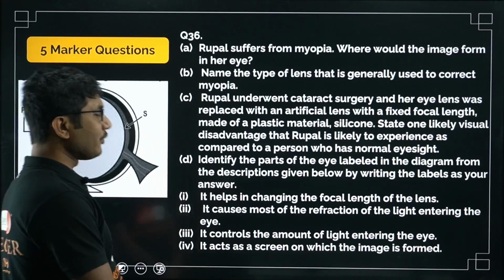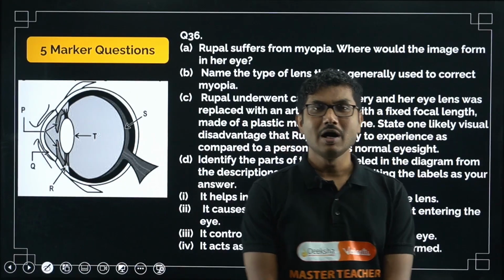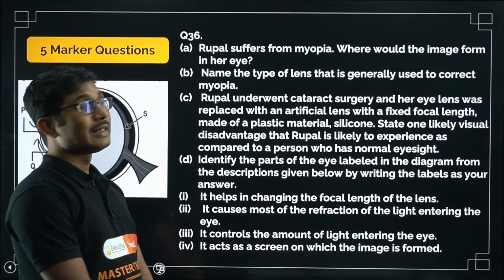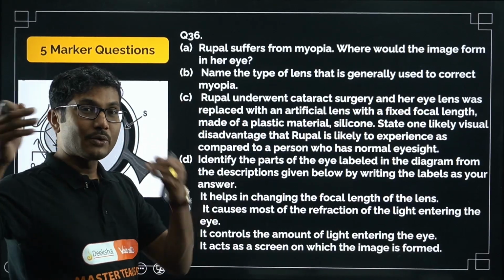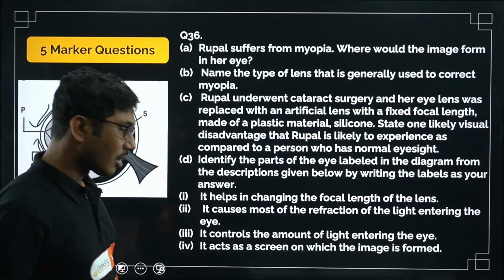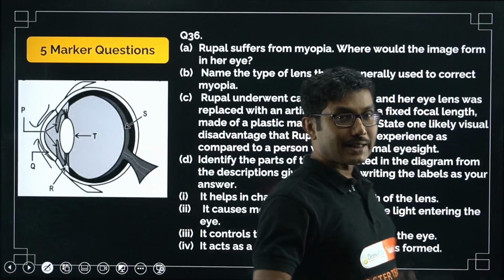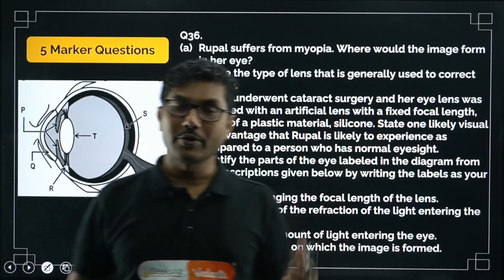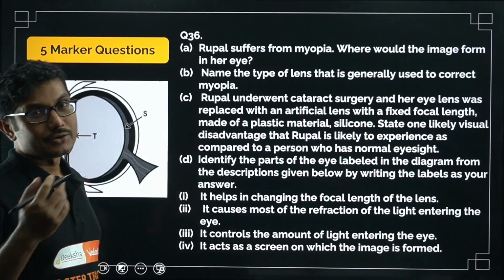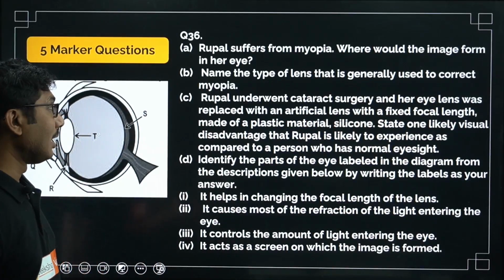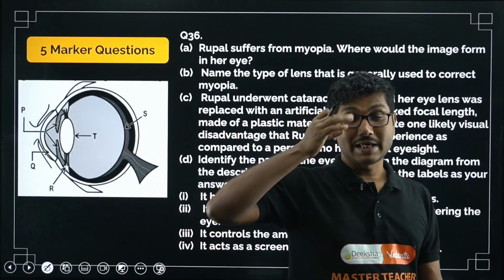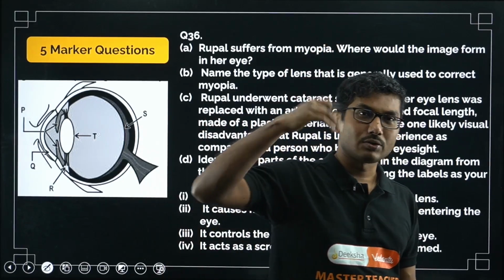So if your eye lens was replaced with one of constant focal length, then definitely your eye will not be able to accommodate distant and closer objects. At a certain distance you will be able to see clearly, but your eyes will not be able to accommodate correctly. So you will lose the accommodation of the eye. That is, using the same eye you cannot see distant objects and closer objects.